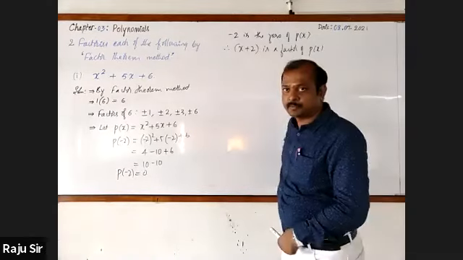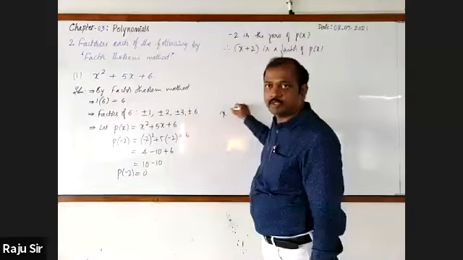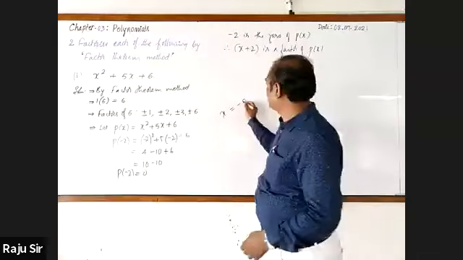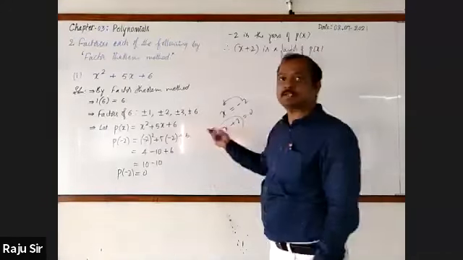Sir, how did x plus 2 come, sir? I told you, x minus 2 is the zero. X equal to minus 2. Transfer minus 2 to the left hand side. X plus 2. Now x plus 2 is a factor.